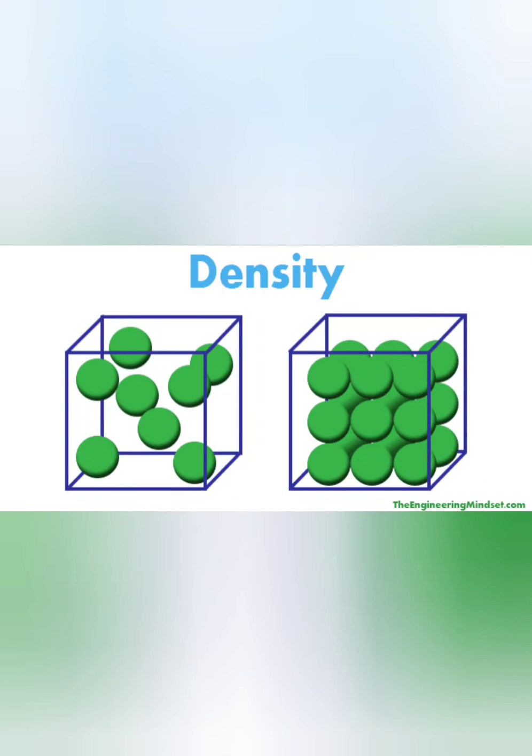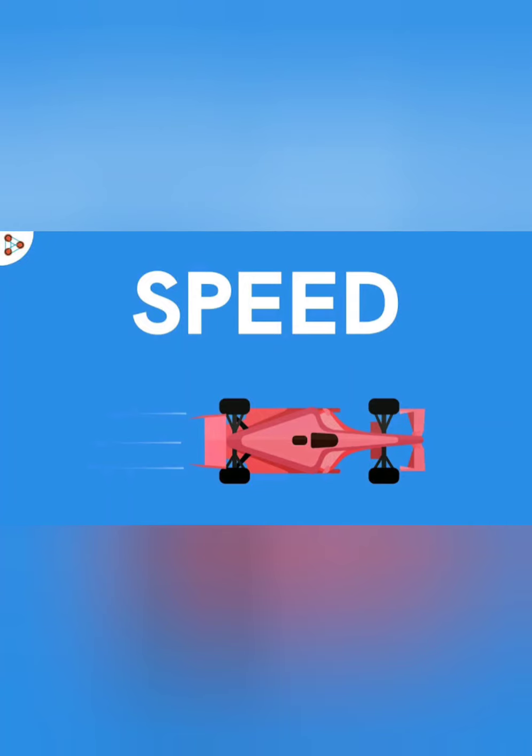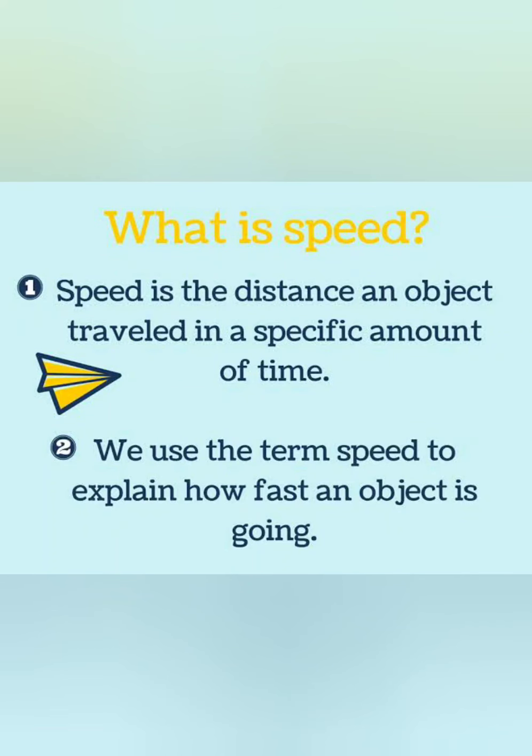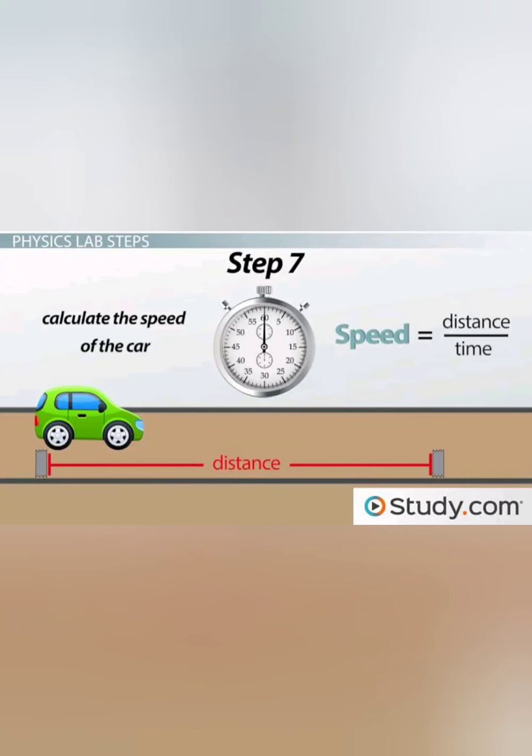We have seen about the measurement of density. Next, let's see about speed. Speed is the distance an object travels in a specific amount of time. We use the term speed to explain how fast an object is going. So, when we want to describe how fast an object is going, we use the term speed. Speed can be calculated by using the formula distance divided by time. So the speed of the car is calculated by measuring the distance traveled by the car per unit time.